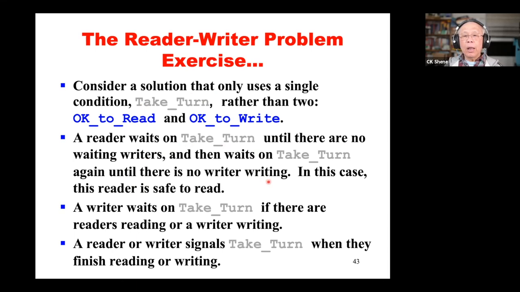So if a reader can reach here, it means no waiting writers, and there is no writer writing. So this reader is safe to read. On the other hand, a writer waits on take turn if there are readers reading or a writer writing. So take turn absorbs both jobs of okay to read and okay to write. So a reader or writer signals take turn when they finish reading or writing.